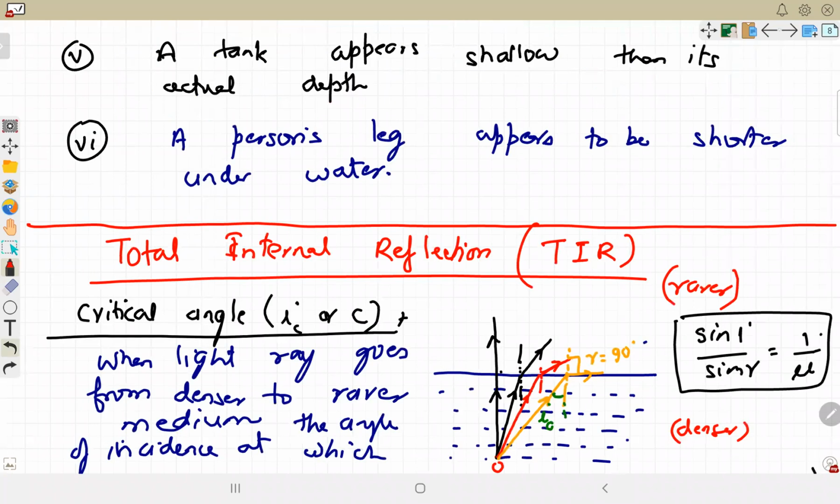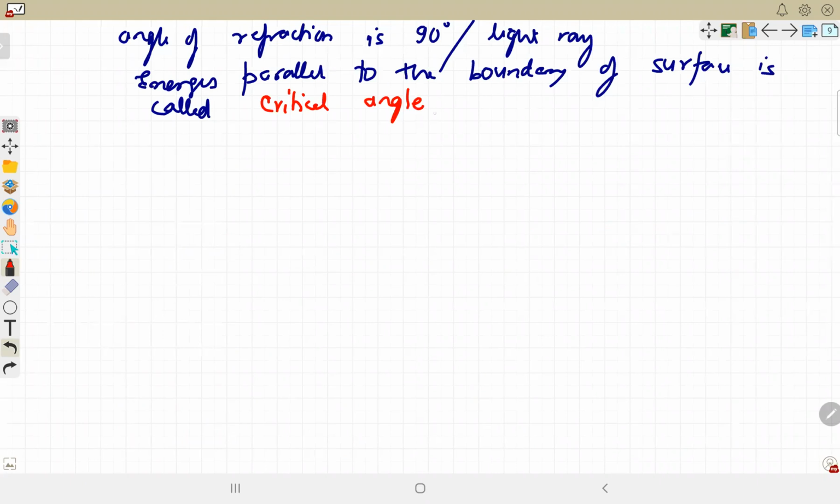So is it necessary for the angle of incidence to be in the denser medium? Yes, only then R will be greater. I से R बड़ा तभी होगा ना जब वो denser से rarer में जा रहा हो. Yes. The maximum value possible is 90 degree. The critical angle or this phenomena of total internal reflection is possible only and only when it is going from denser to rarer medium.